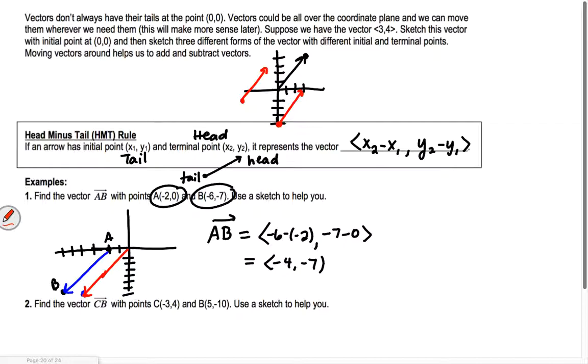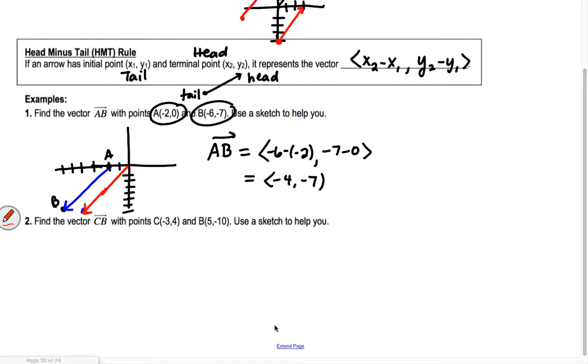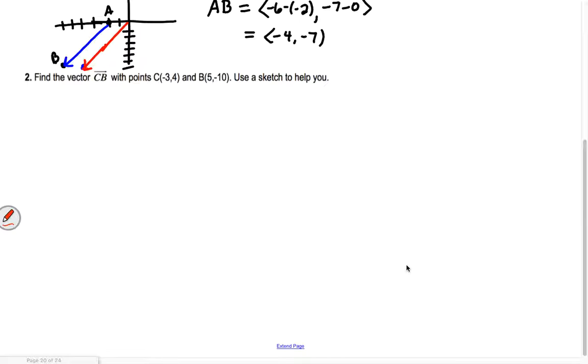Okay? So try the next one. It says find the vector C, comma, B. So you don't have to draw it out if you don't want to. So if you were doing CB, think about how you would do that. So go ahead and try to find it.